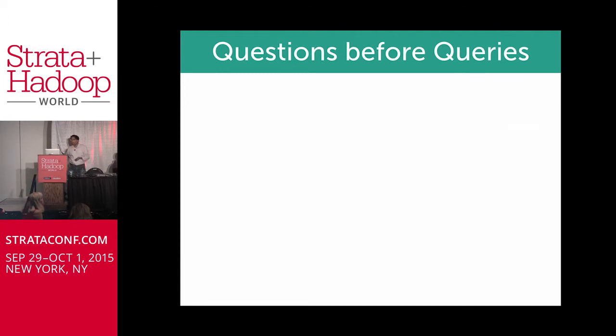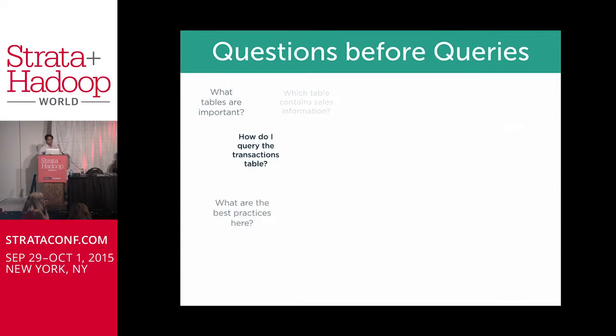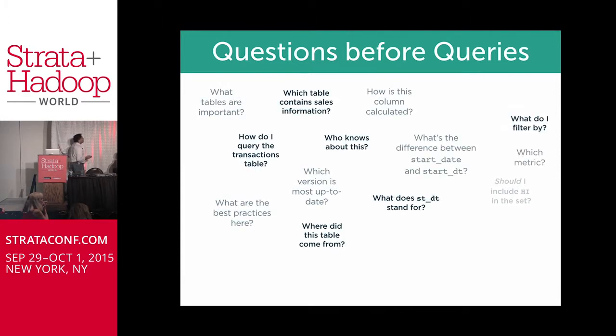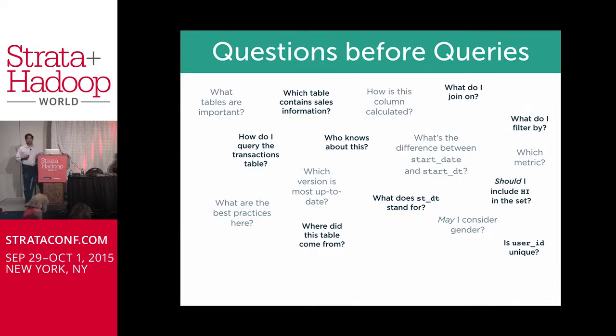So, summarizing all the questions before even an analyst can get to building a query. Which table contains the sales information? Where do I find the sales transactions? Who knows about this if I have more questions? Where did this table come from? What do I join this table to, with the address table? How do I filter? And so on, all the semantic questions. When I say West Coast, should I include Hawaii or not? All of these are related to data semantics, right?